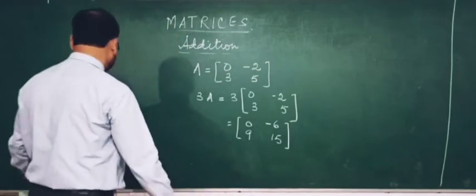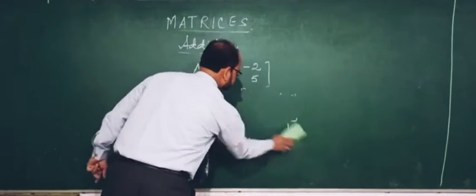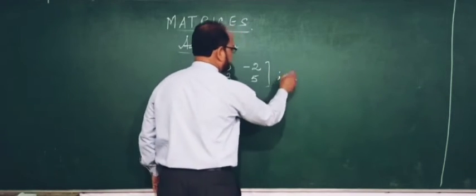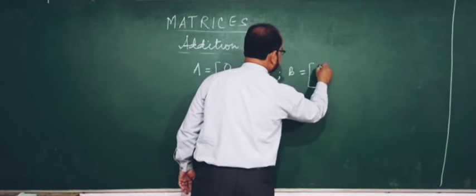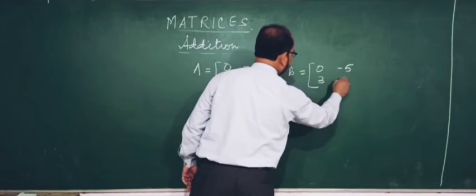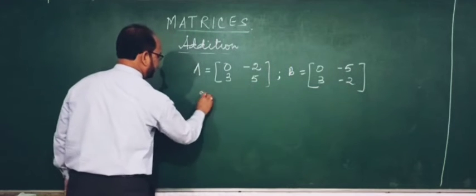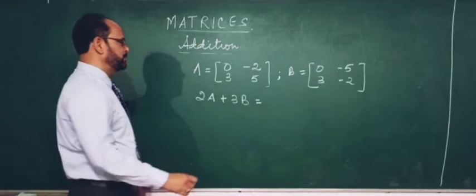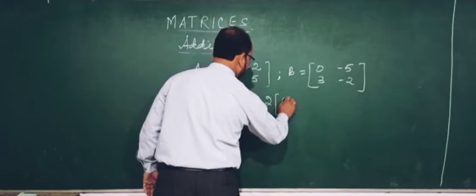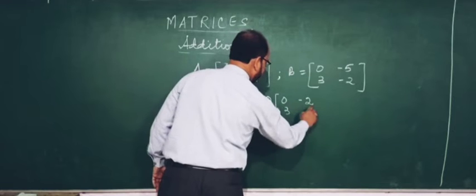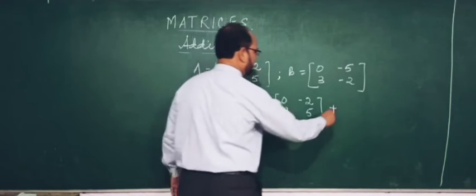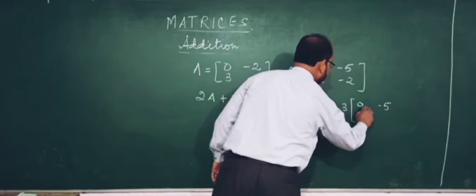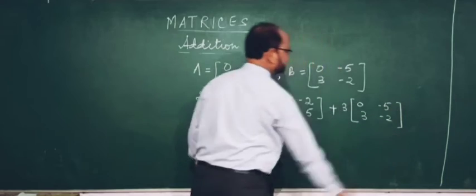Now if you want to find the sum of, let's take one more matrix here. It is 0, negative 5, 3 and negative 2. Now if you want to find 2A plus 3B, so it's very easy. You will write 2 and then matrix A, which is 0, negative 2, 3, 5, and then you put plus sign, and then you will write 3, and matrix B is 0, negative 5, this is 3, and this is negative 2.